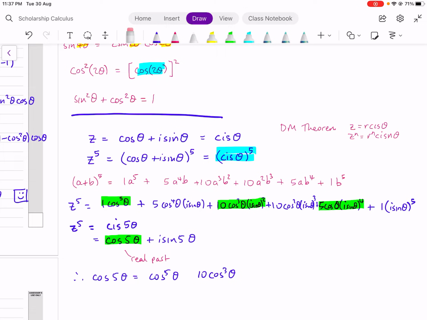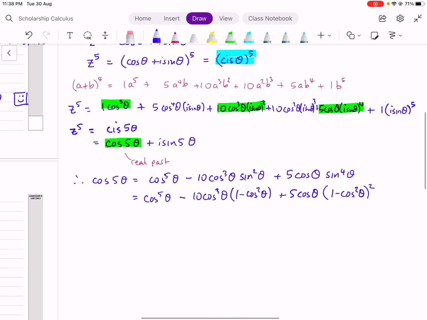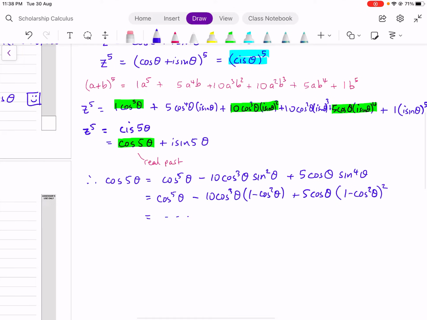It's actually my bad, it's minus 10 because of the i squared, sine squared, and then it's plus 5 cos theta sine to the 4 theta. And all we're left to do now is get rid of the sine squareds. Cos to the 5 theta minus 10 cos cubed, sine squared is 1 minus cos squared, and then we've got 1 minus cos squared for the sine to the 4, sine squared squared. Okay, and if you expand that out, and I'll let you test it, it is actually going to give us the same identity we had before.